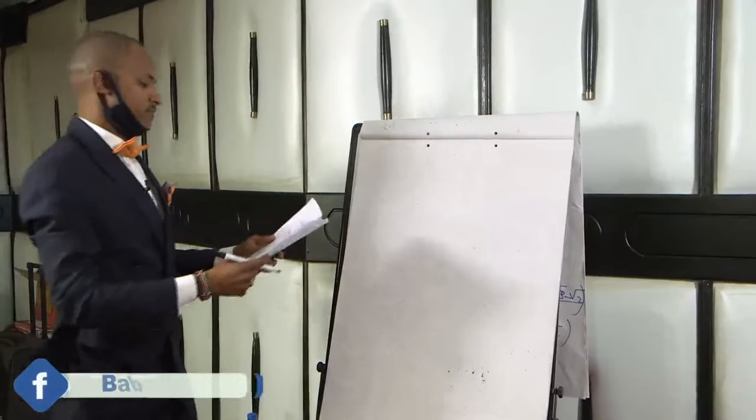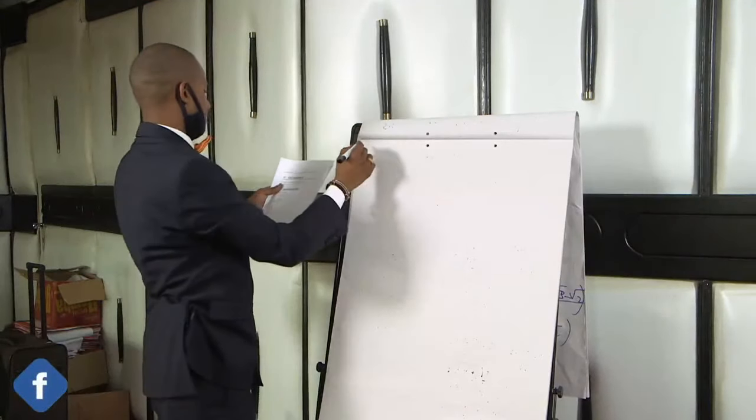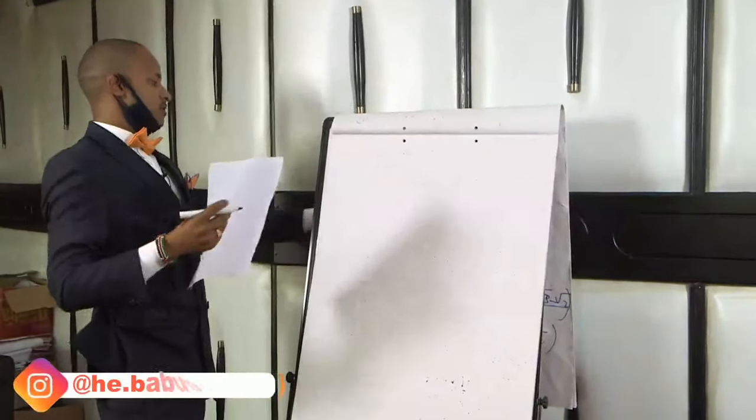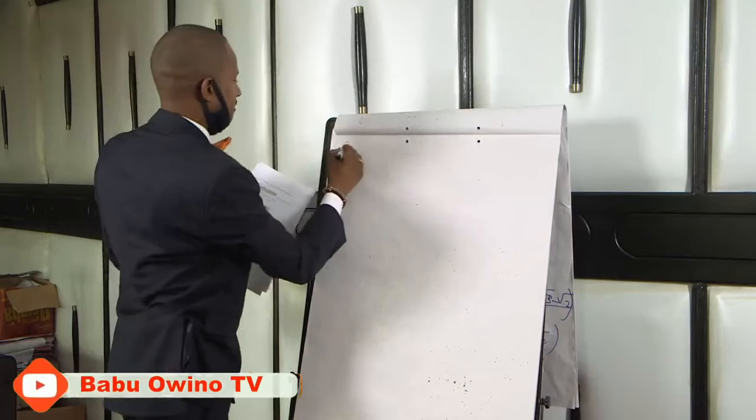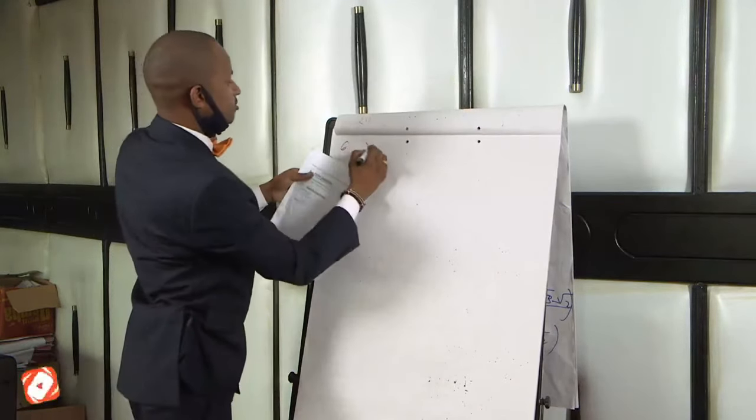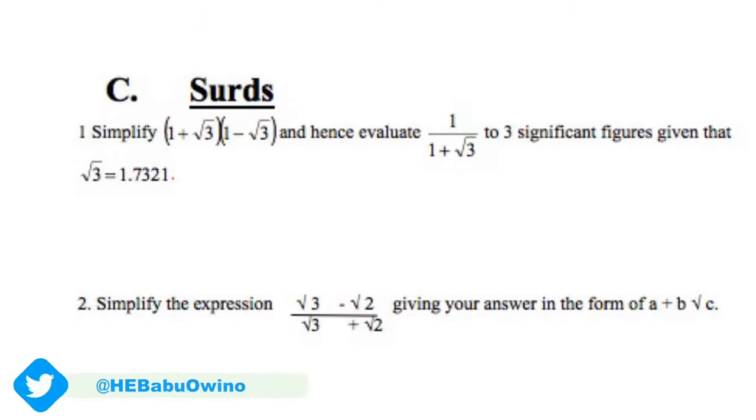The next question is question number 6. No, that's part 2 of the other question number 6. Simplify the expression root 3 minus root 2 divide by root 3 plus root 2. When you are told to simplify this expression, do not panic. Just multiply by the conjugate of the denominator.